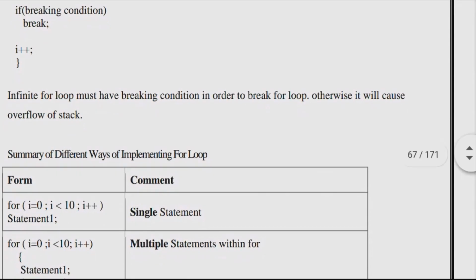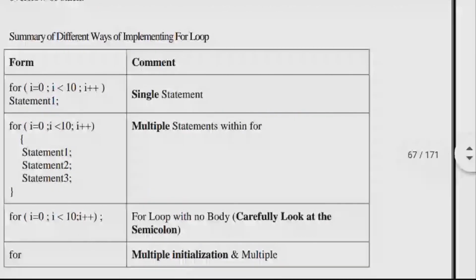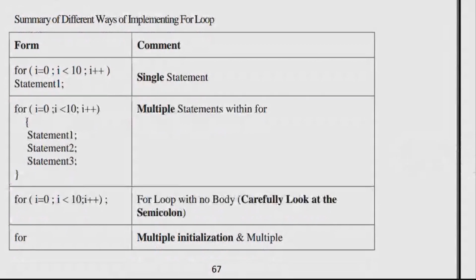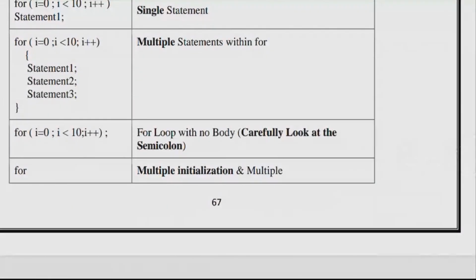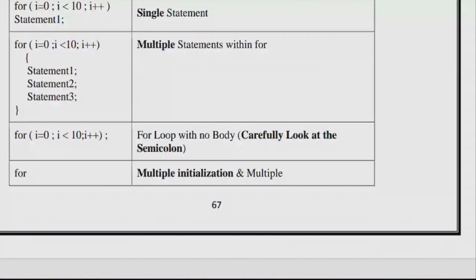So, summary of different ways of implementing for loop. This is important, so just see this one. Whatever we have seen till now is in the format of a table box. So i equals 0 first, i less than 10 means it will execute up to i equals 9. So one statement, multiple statements. Next, no body means there is a semicolon.